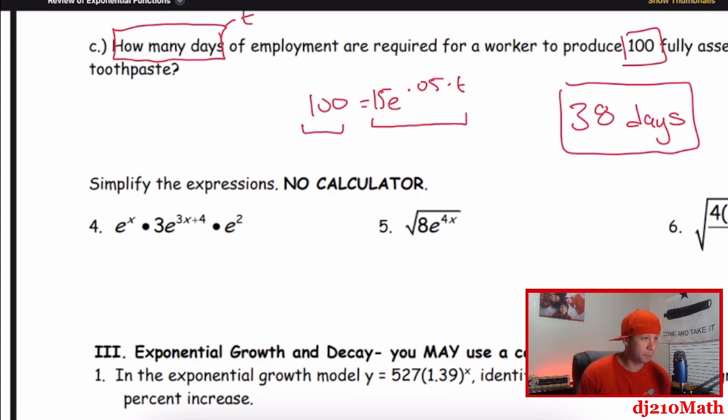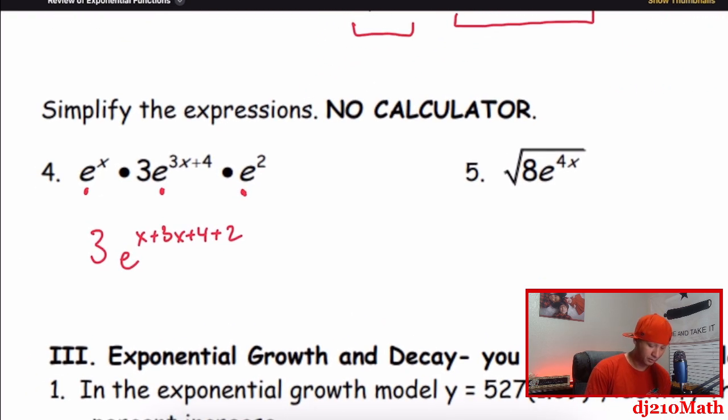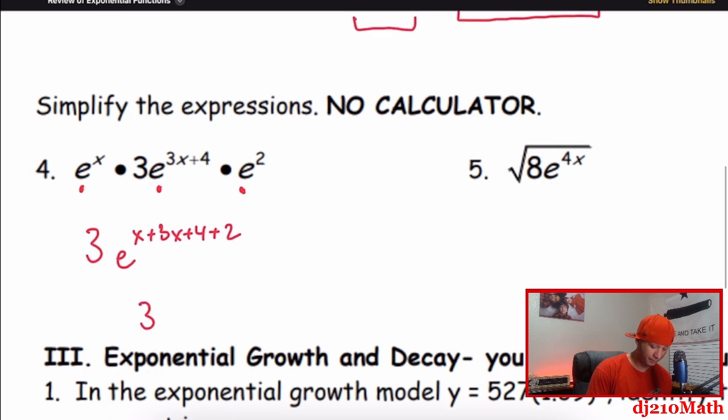All right, so we have three things being multiplied. So all the coefficients times each other. So 3, right? Because 3 is the coefficient. And then because we have common bases being multiplied, we add the exponents. So e to the x plus 3x plus 4 plus 2, right? All the exponents are being added. So it's going to be 3e. All right, so 3x plus x is 4x. 4 plus 2 is 6.